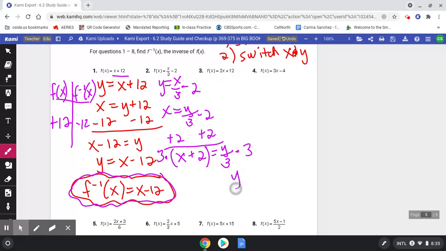So I'm going to get y equals 3 times (x plus 2). And notice that I did put parentheses around it. 3 is multiplying by everything that we already had there, the whole x plus 2. So we write f of negative 1 of x is equal to 3 times (x plus 2).